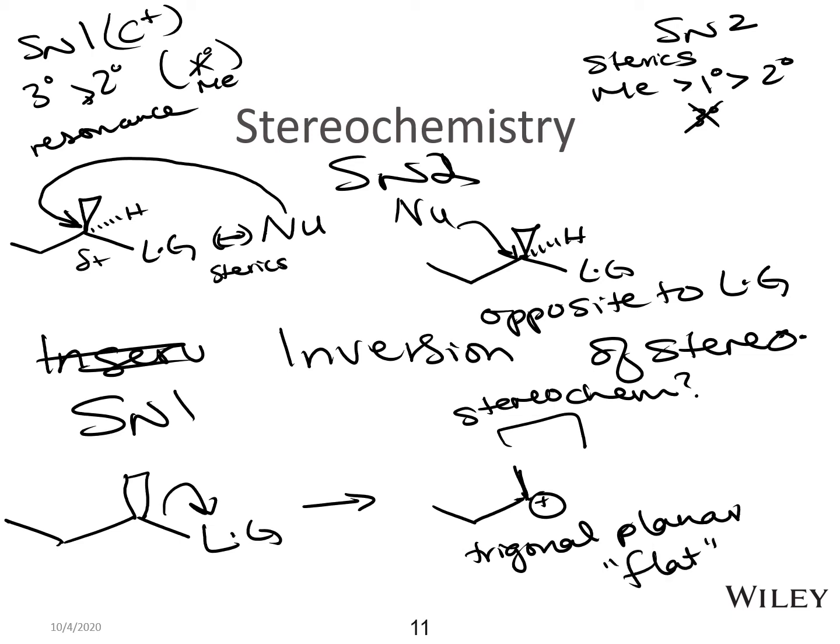So in terms of where the nucleophile comes in, it can come in on the top face or it can come in on the bottom face. It can come in from either side of that empty p orbital. And because of that, you get what's called a racemic mixture. So you can either get the nucleophile on the top or the nucleophile on the bottom, so you get an equal amount of the enantiomers.